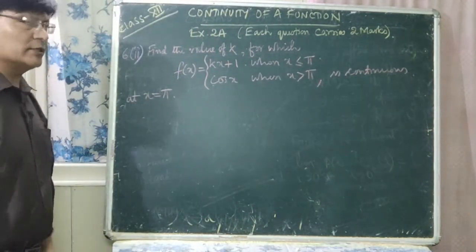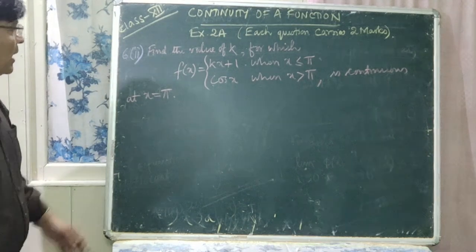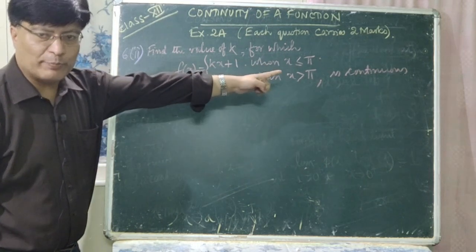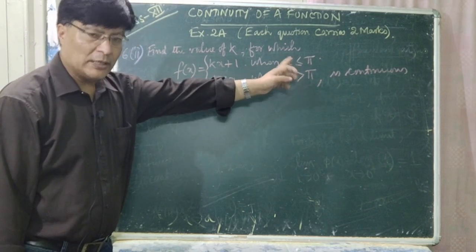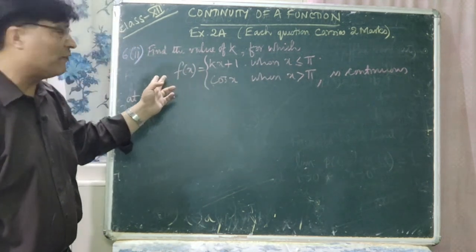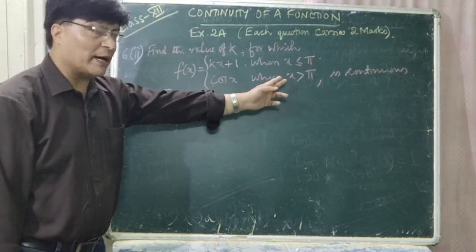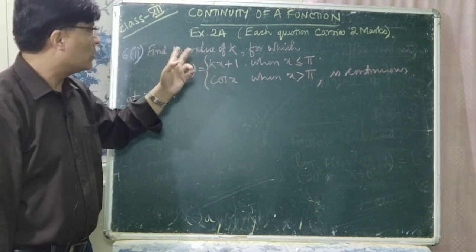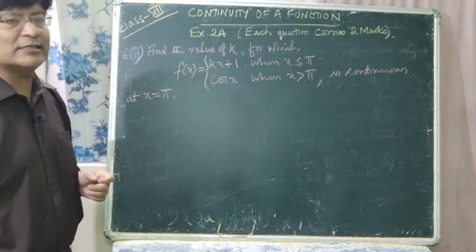Now we'll do the next question, that is 6 number 2. Find the value of k for which f of x is equal to kx plus 1 when x is less than or equal to pi. If x is less than or equal to pi, then what is the value for f of x? It is kx plus 1. And when x greater than pi, what is the value for f of x? It is cos x. You should find out the value of k for which this given function is continuous at x is equal to pi.